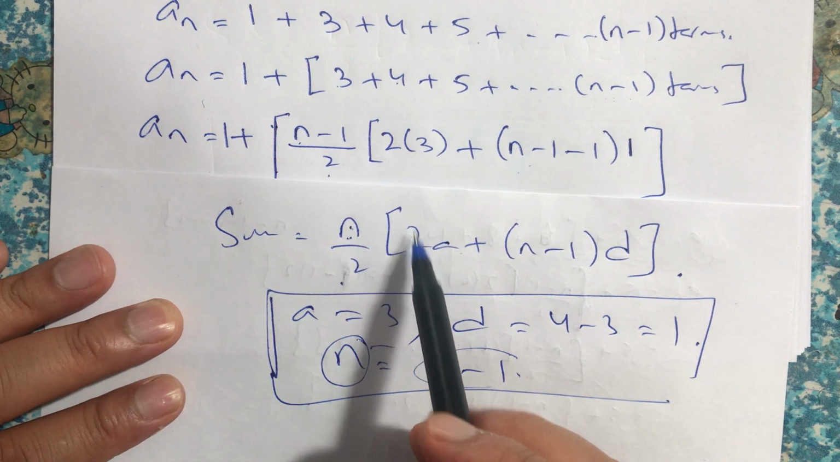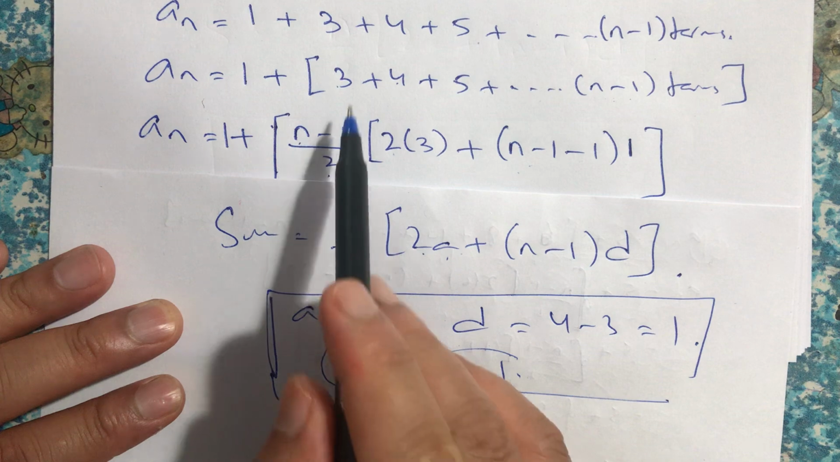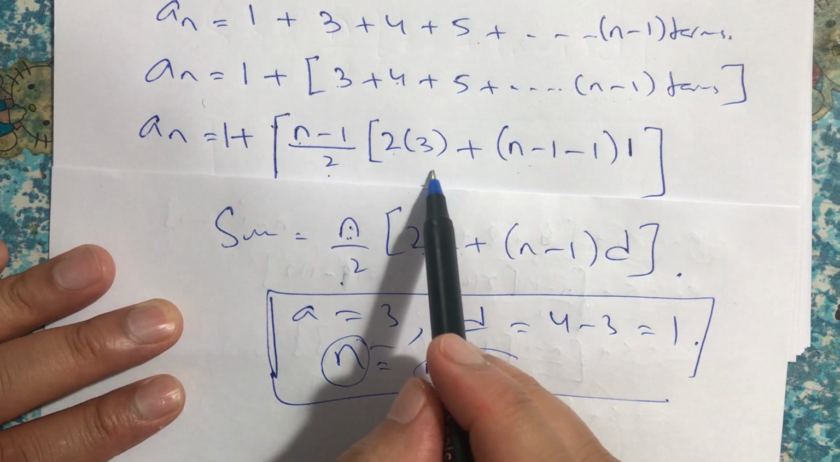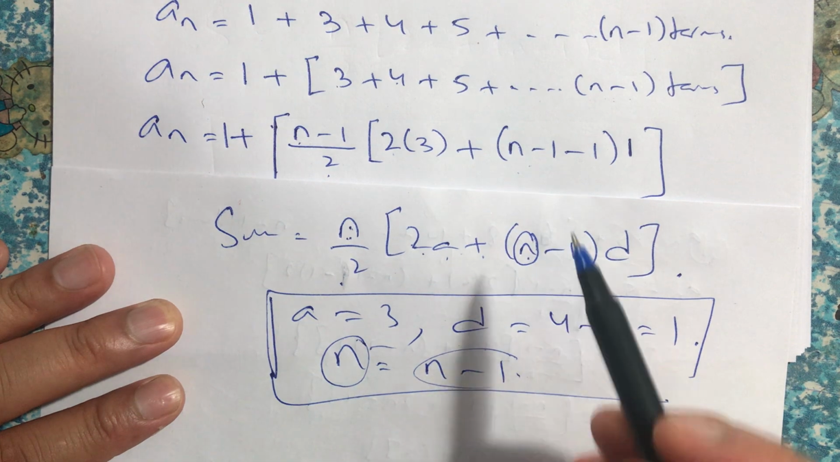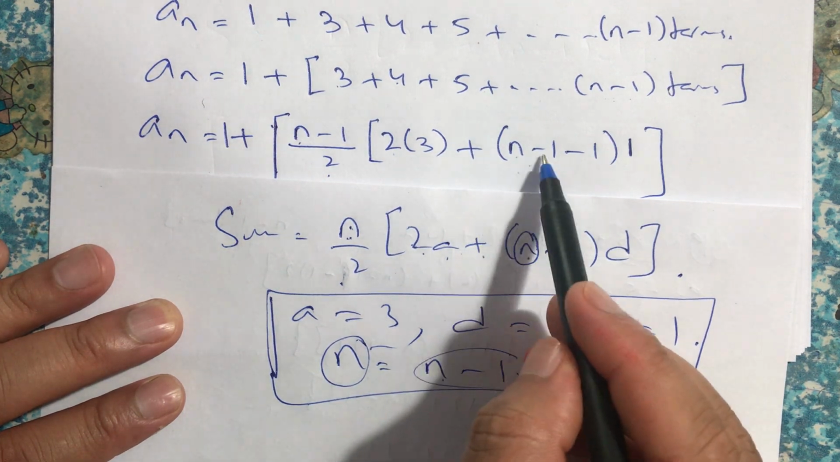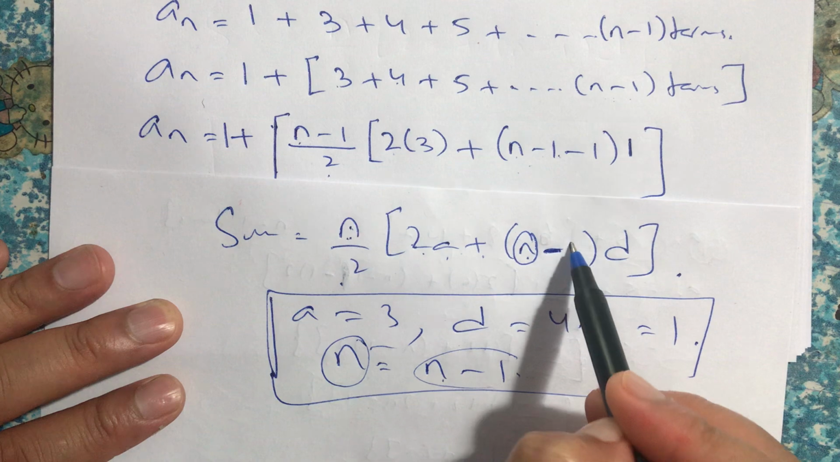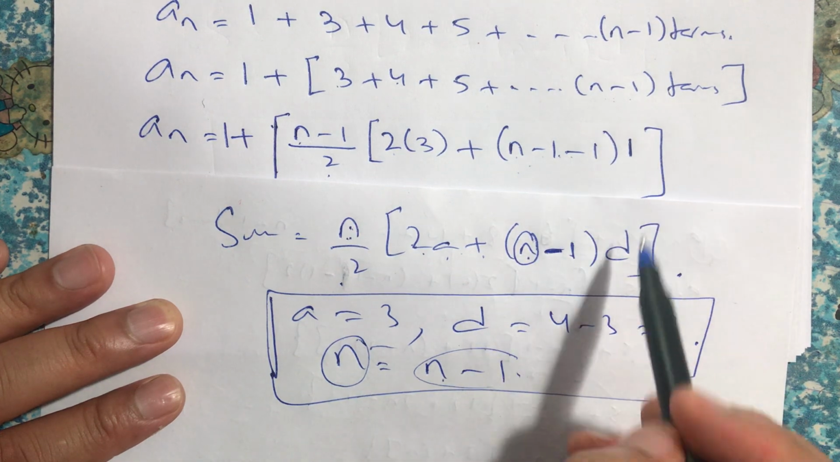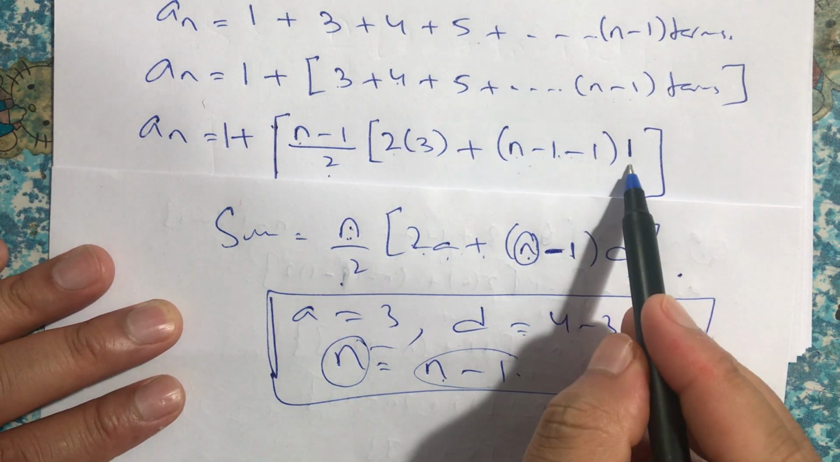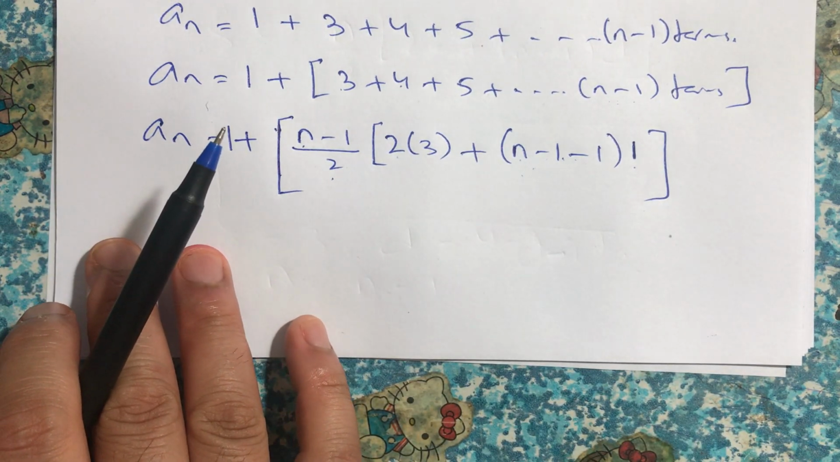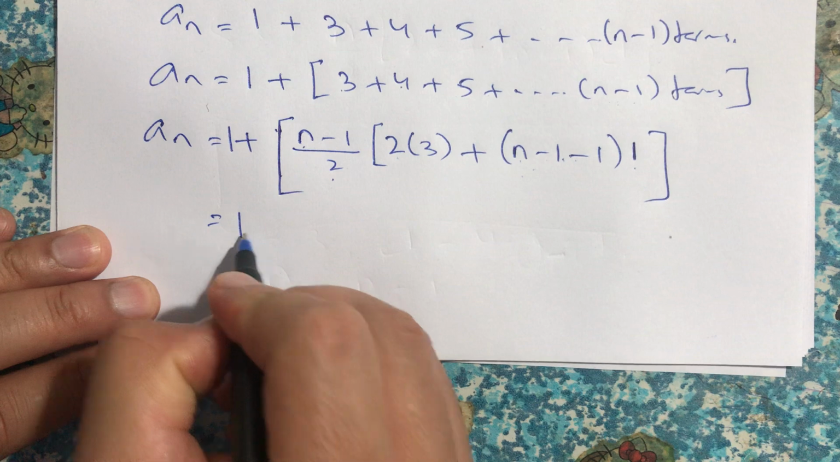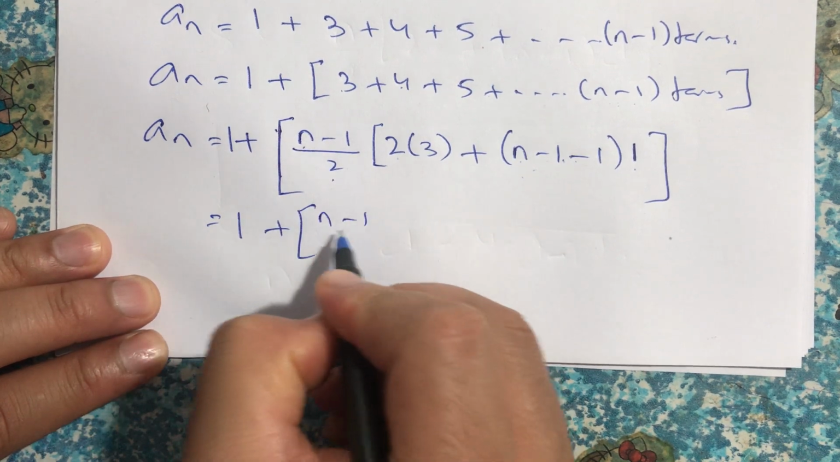And the 2 stays as it is. What is a? a is 3, the first term is 3. So 2 into 3, that is what we write. Plus, over here we have n, but n has been replaced by n minus 1, so we write n minus 1, and the formula has minus 1 as it is, and then the d, we got it as 1, so we are putting it as 1. So that's what we get. And now this will be 1 plus n minus 1 by 2.